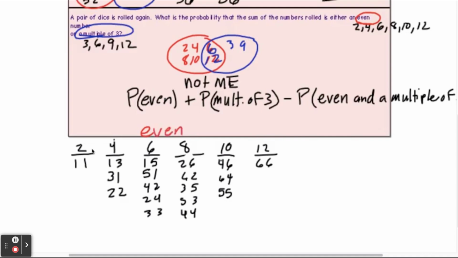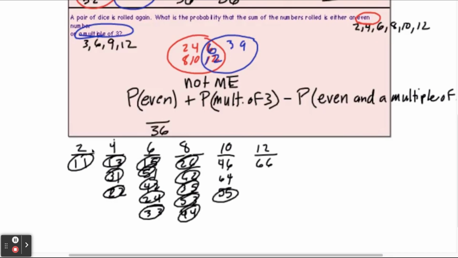Again, I'm actually going to erase that. There are 36 total possibilities when you roll 2 dice. And it looks like there are 1, 2, 3, 4, 5, 6, 7, 8, 9, 10, 11, 12, 13, 14, 15, 16, 17, 18 different ways to get an even number. If you think about it, if your options are even and odd, that means that half of your rolls have to be even and half of your rolls would have to be an odd number. So that's why 18 out of 36 makes some sense there.